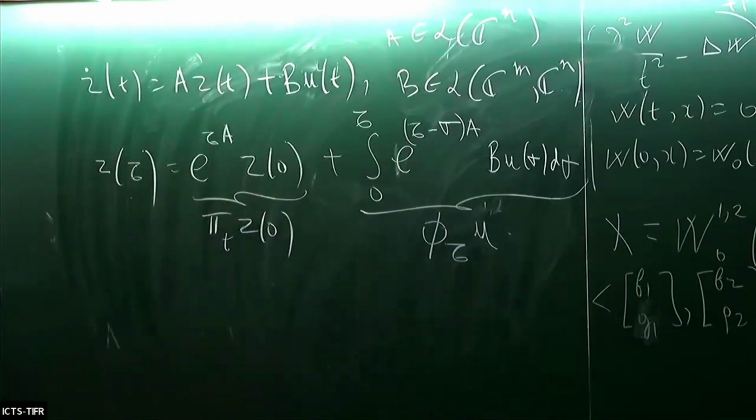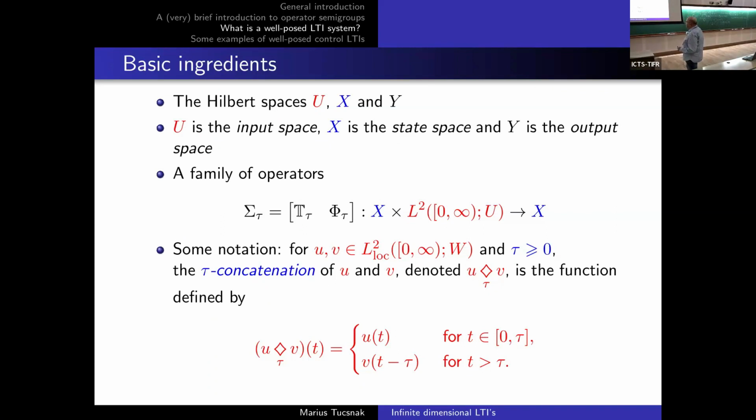But in this approach, what I wrote here is an example of the concept which I have written on the slide. So first some notation. I have 3 Hilbert spaces. In fact, I need only 2, U and X. U is called the input space, X is the state space, and I can have an output space, which I forget about here. Sigma is made of two families of maps: T tau, which maps X to X, this is a semigroup, and phi tau will be the other one, which is called the output map.